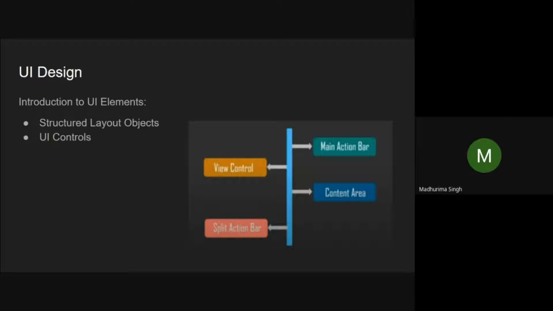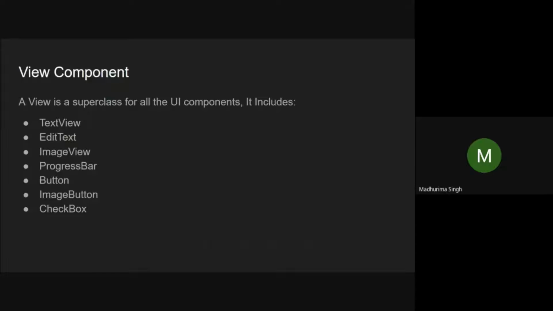The typical UI components that are used for any Android application development are namely main action bar, view control, content area, and split action bar. These play a major role in developing a complex application. Another important factor that helps in customizing the UI design is the view component.